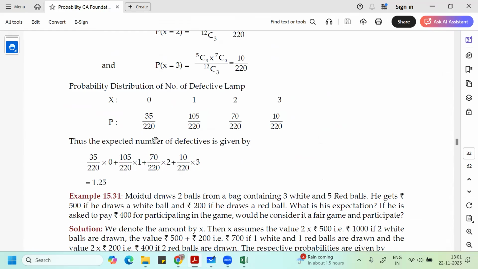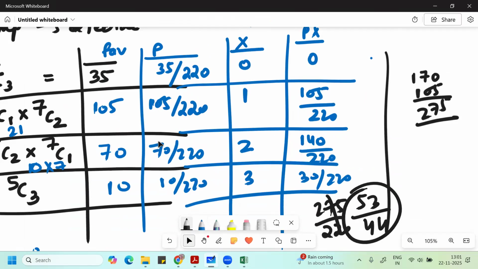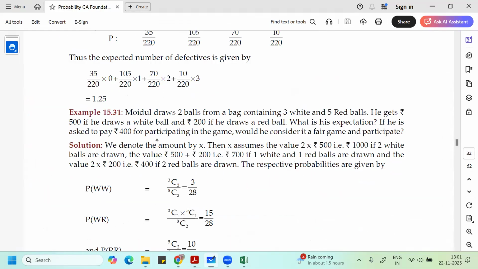Okay. Now, the next question: Moidul draws two balls from a bag containing three white and five red balls. He gets 500 rupees if he draws a white ball and 200 rupees if he draws a red ball. What is the expectation? If he is asked to pay 400 rupees for participating in the game, would he consider it a fair game and participate?